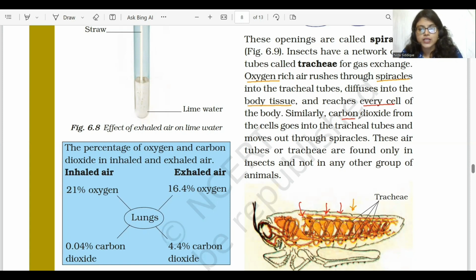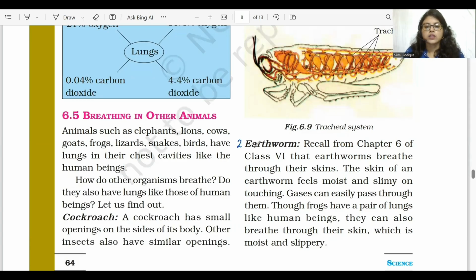This carbon dioxide from the cell again goes back to the tracheal tubes, and finally it is thrown out through the spiracles, through the openings. So these air tubes, or trachea, are found only in insects and not in any other group of animals. So this is exclusively found in insects. Do remember this, children. Now, let us talk about earthworms.